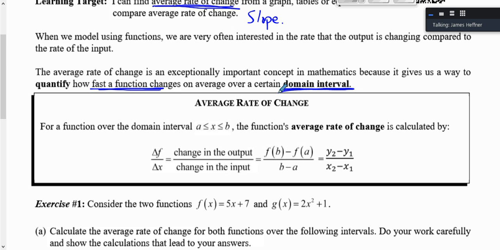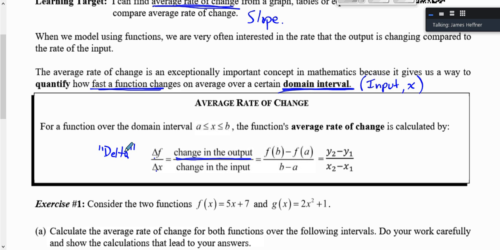Domain is what values? Well, the domain is the input, the x's. The range would be the output, the y's. Okay? And the range interval is the output of y. So the average rate of change is just going to be the change in the output, the y values, divided by the change in the input, the x values. And you see this little triangle in front of f and an x, that's not a triangle, that's actually the Greek letter delta, okay?